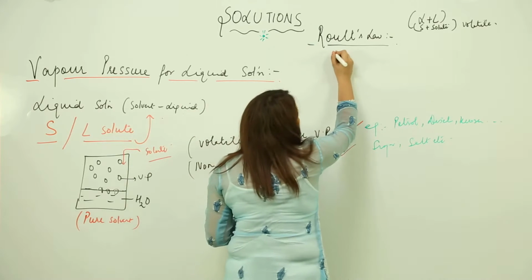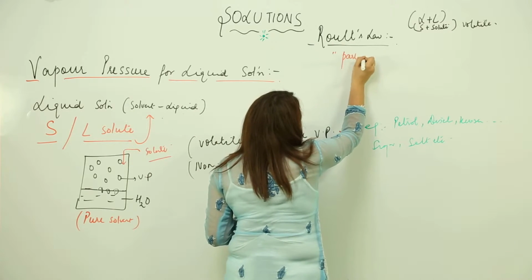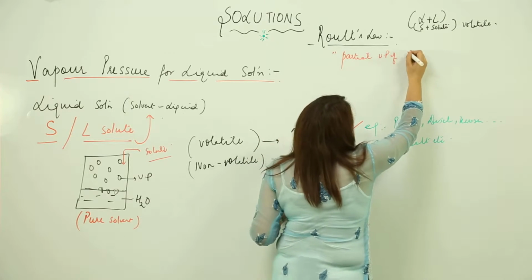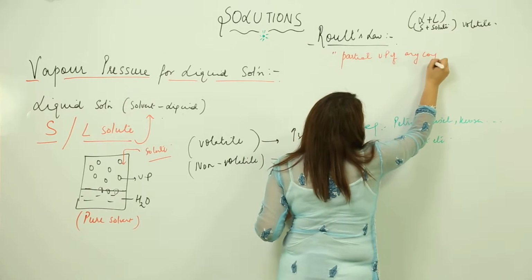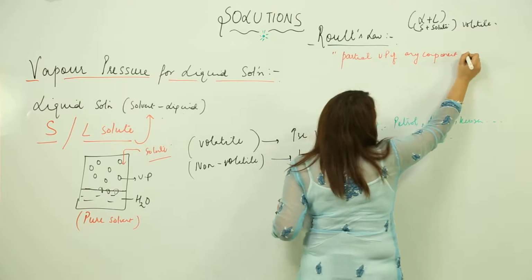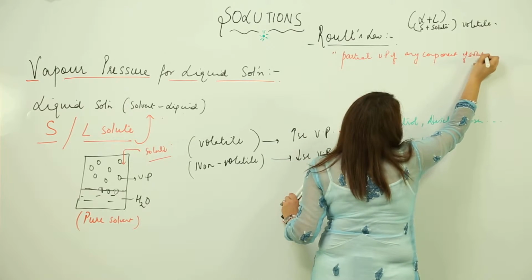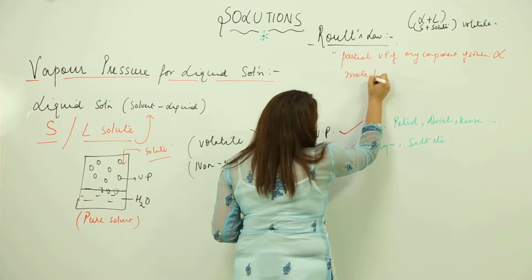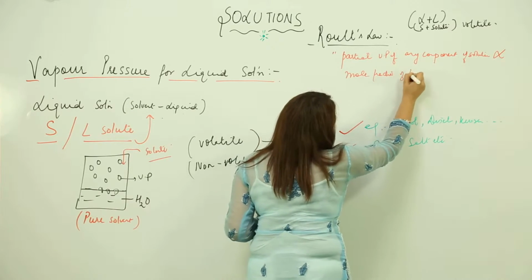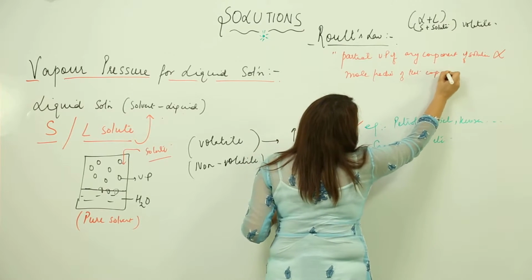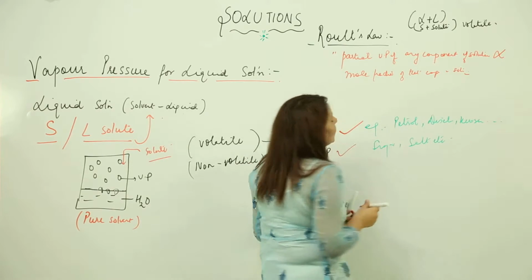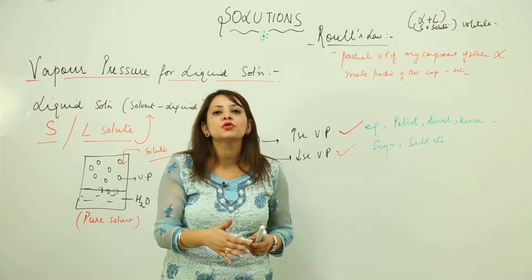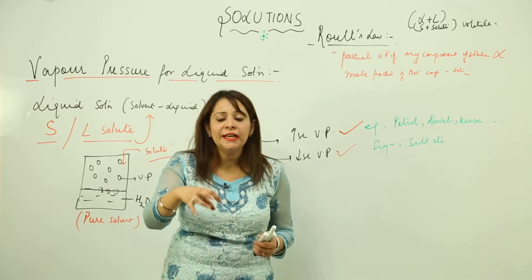Raoult's law states that the partial vapor pressure of any component of a solution is directly proportional to the mole fraction of that component in the solution. So that means the pressure which is exerted by any component of the solution is directly proportional to its mole fraction present in the solution.